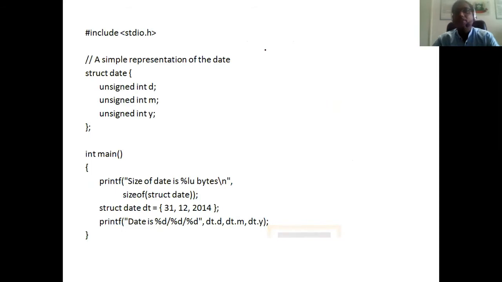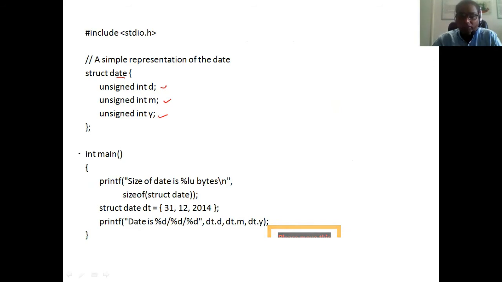Now we'll see one simple example. Suppose in this example, we have declared a structure. The name of the structure is date, struct followed by the structure name. Under that, integer d for day, integer m for month, and integer y for year. So that particular date structure consists of three members: one is day, another is month, and one more is year.